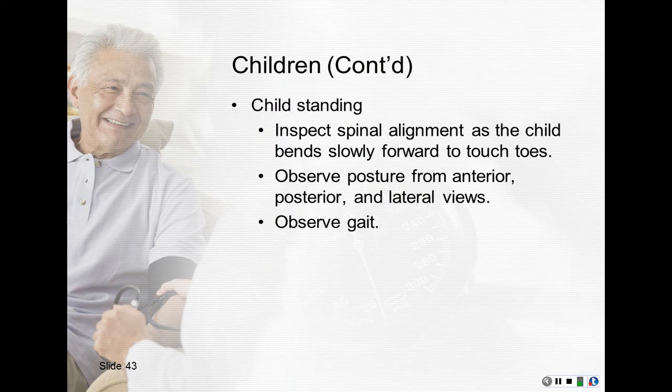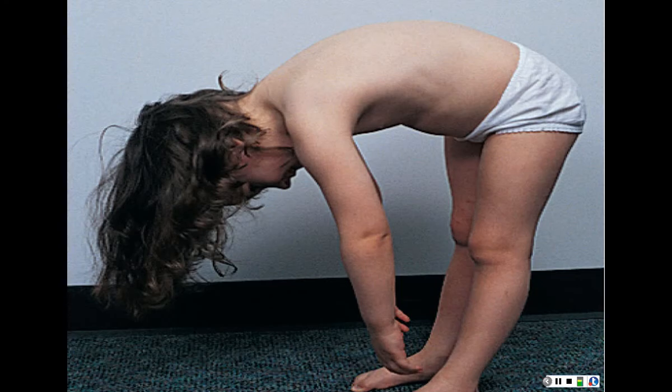Inspecting older children, as they bend forward and touch their toes, observing posture from all angles, anterior, posterior, and lateral views, looking at the evenness of shoulders and hips, and observing their gait. And this is, of course, very important. It shows the child bending over here.